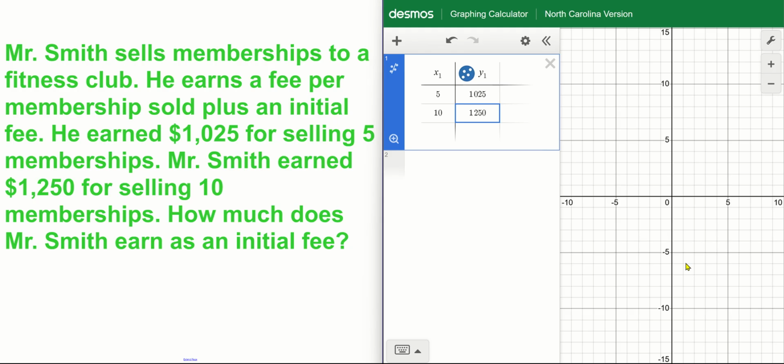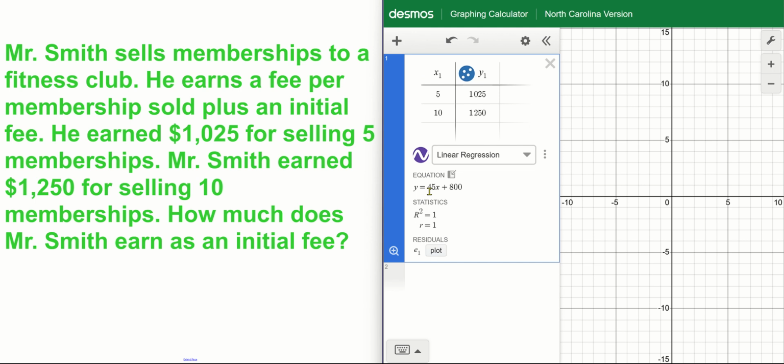$800 is correct. So put in the 2 ordered pairs. We got 5 with the 1,025 and 10 with the 1,250. Hit the button. We got 45x plus 800. So that means for each membership, he's earning $45. The one-time or initial fee is the y-intercept, though. That is $800. So whenever you see the word initial, that means you're looking for your y-intercept. Okay?